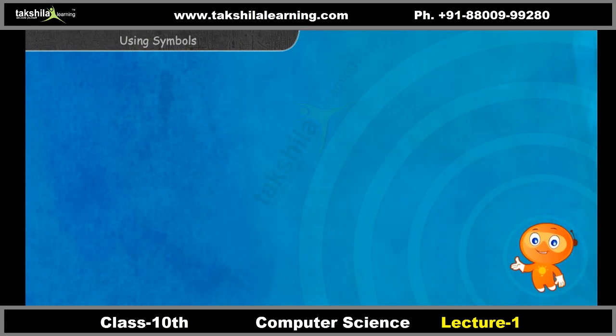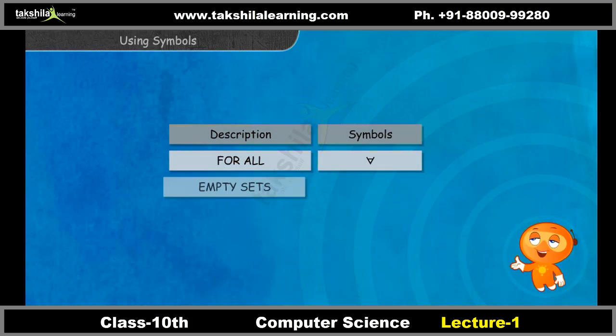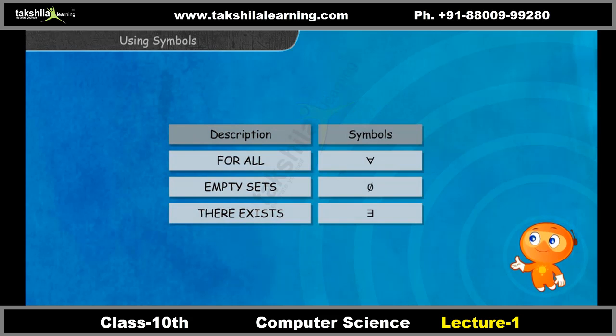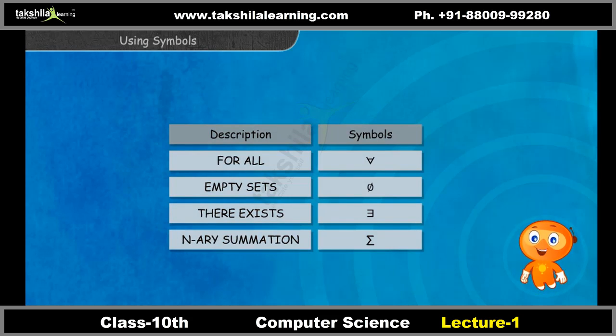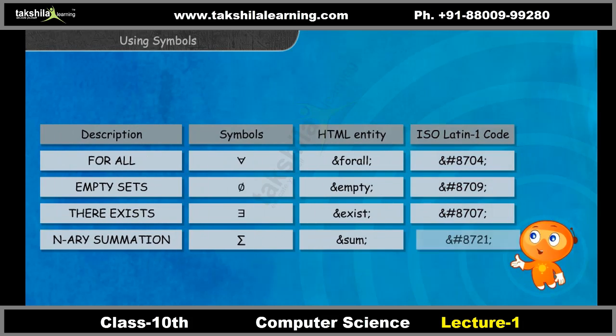Let me teach you to use symbols in HTML. The following are some of the commonly used symbols. For all, empty sets, there exists, summation. Using symbols in HTML is very much similar to the reserved characters. There are predefined entities which should be used to define these symbols. Alternatively, you can use the ISO Latin 1 codes to display the symbols in HTML.